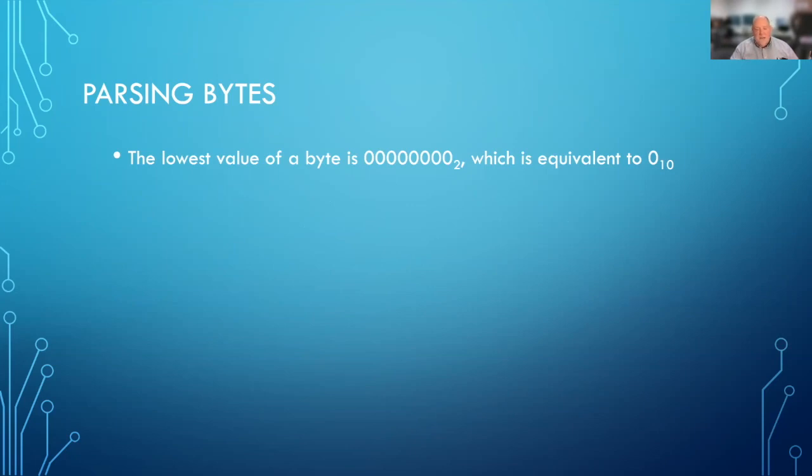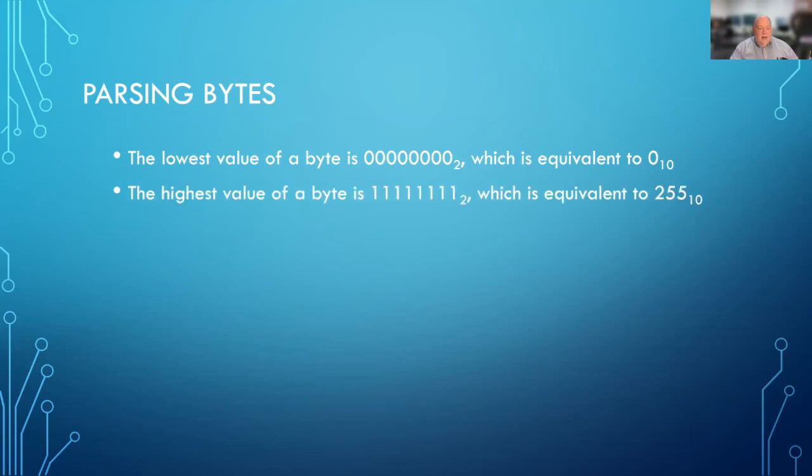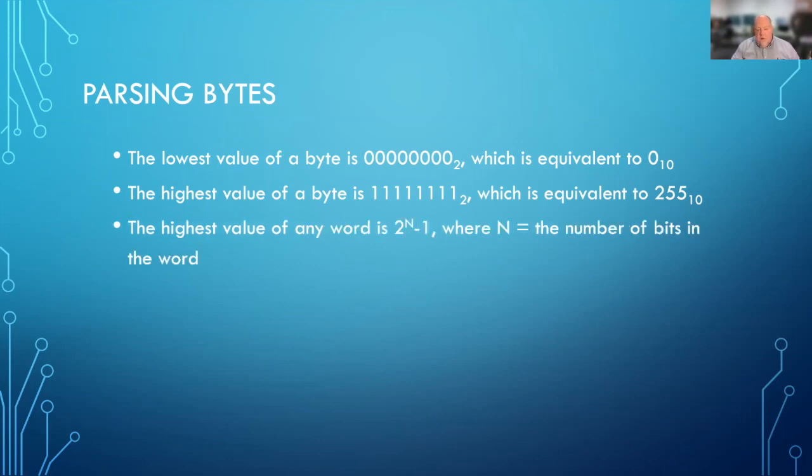Now, the lowest value of a byte in binary would be all zeros, and that's going to be equivalent to 0 in base 10. The highest value of a byte in binary is all ones, and that would be equivalent to 255 in base 10. So the highest value of any word is 2 to the nth power minus 1, where n is the number of bits in the word. So if I have a 24-bit sample, then the highest value would be 2 to the 24th power minus 1. And that would tell me how high I could count with 24 bits.